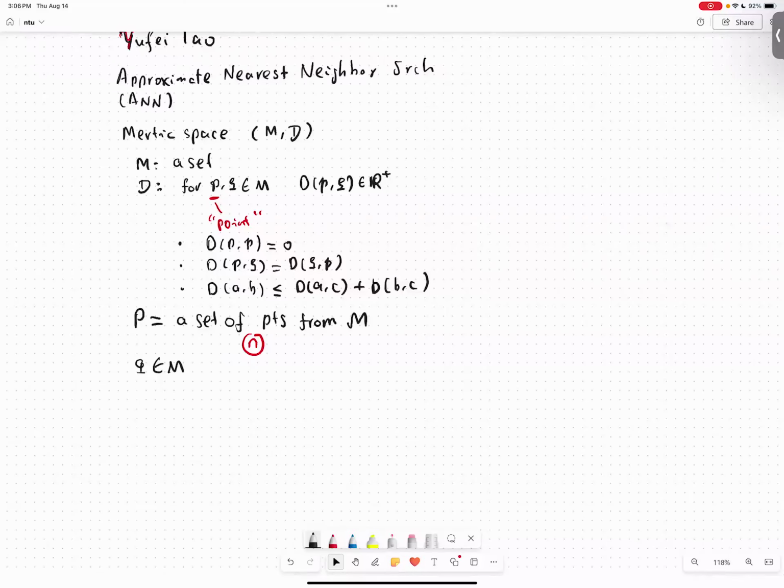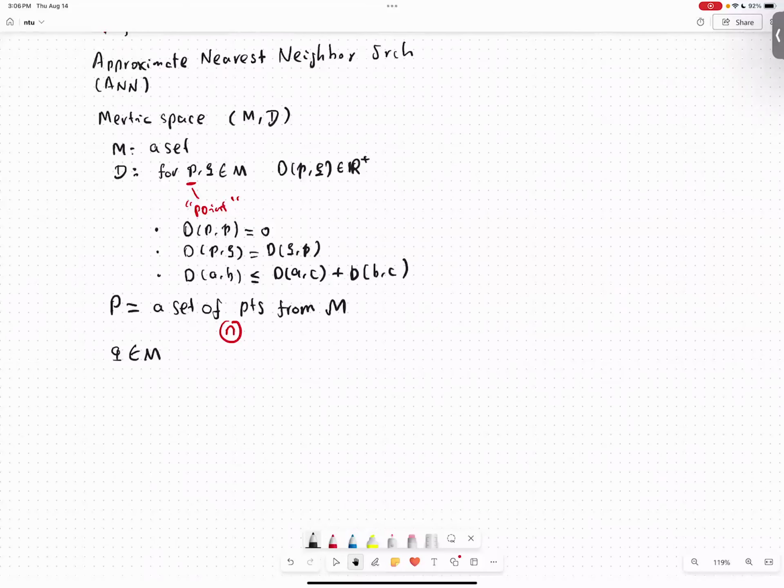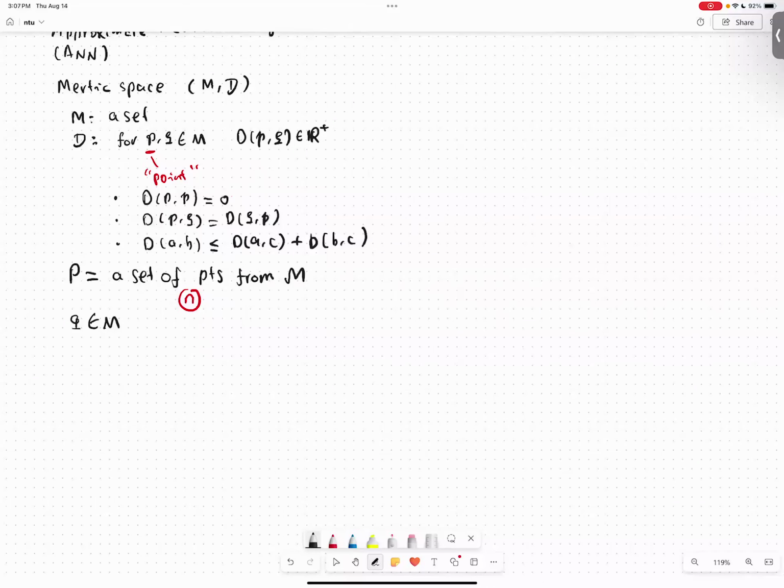And then I get to ask the question, right? Which point in this P has the smallest distance to Q? So this is something very intuitive. So I will define the nearest neighbor of Q as the point in P closest to Q. So this is the definition of nearest neighbor. And I'm sure this is something you already know.